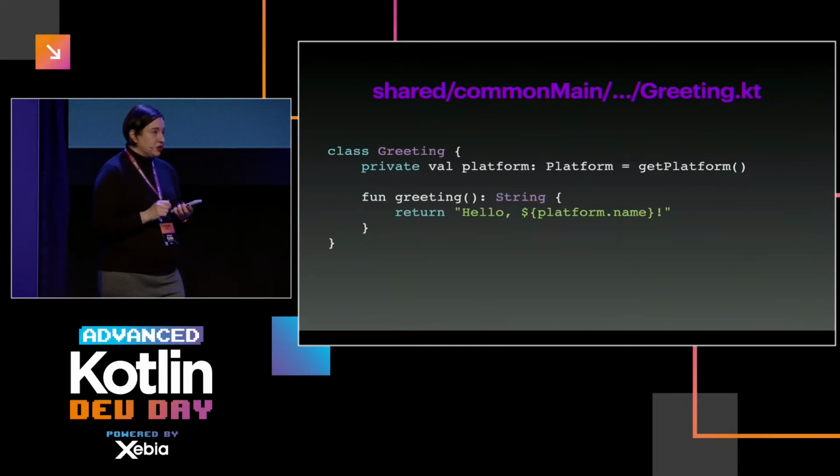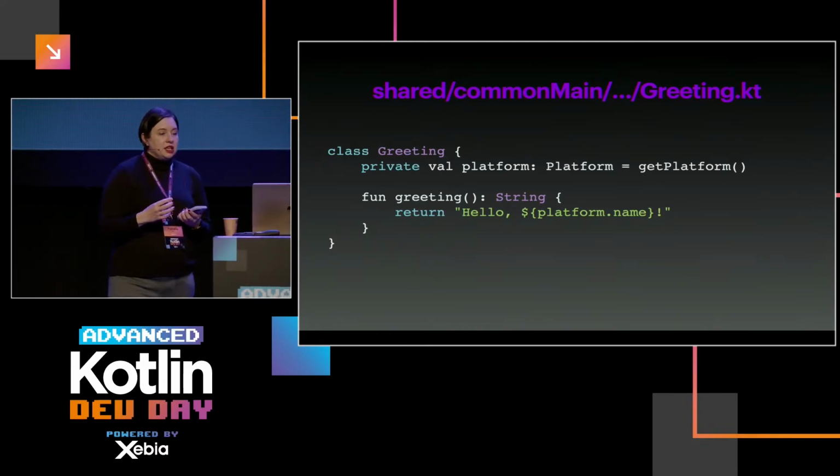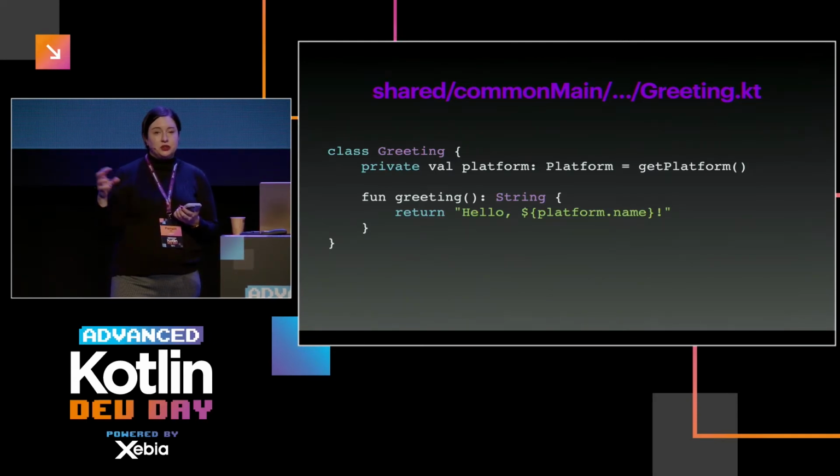So if we have a look at the greeting file, we're now in common main, and that's, to reiterate, where all our shared code is. It contains a greeting class that has a property called platform, and we get this value somewhere from a top-level function called getPlatform, and we'll look at that on the next slide. But we also have a function called greeting that returns hello platform.name.